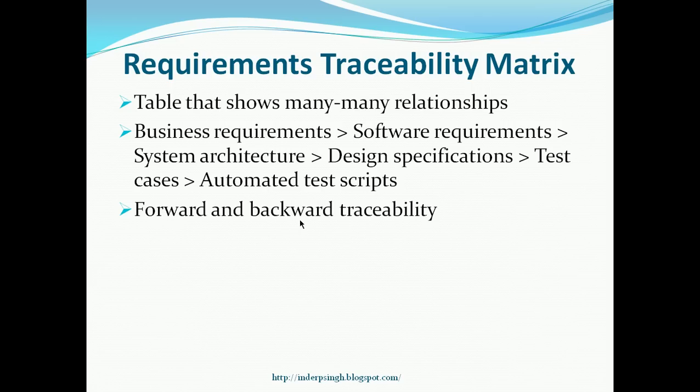Now there is also the concept of forward traceability and backward traceability. Forward traceability means that we are moving from earlier in the software development lifecycle to later in the software development lifecycle. For example, business requirements are there first, and then they are translated into detailed software requirements. That is an example of forward traceability. Then we can go backwards also. From software requirements, we can move back to the business requirements. So we can see the relationship both in the forward direction as well as in the backward direction.